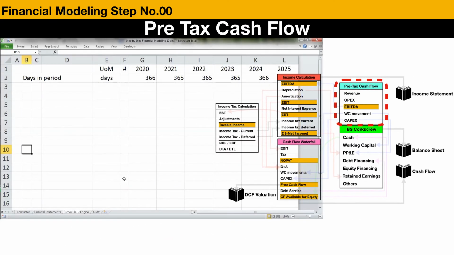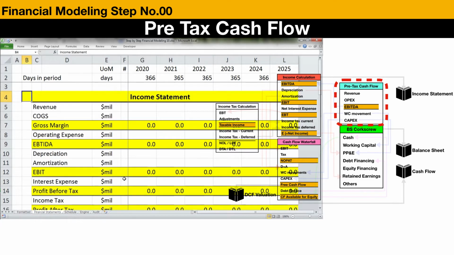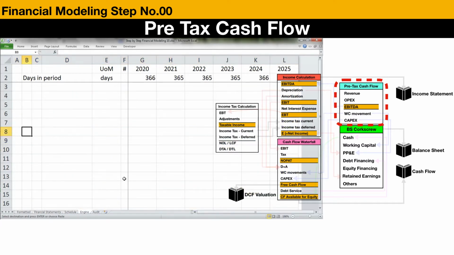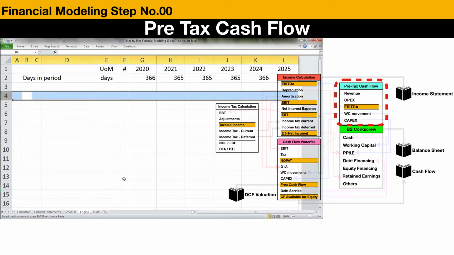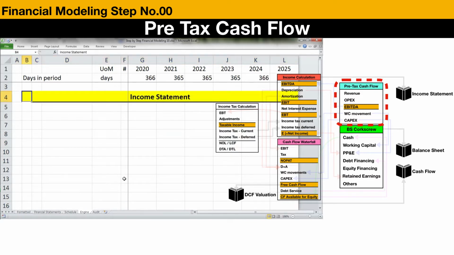The first engine is pre-tax cash flow. It receives revenue, OPEX, working capital, and capital expenditure numbers from the respective schedules. Then it feeds such information to other engines except income tax calculation. It starts with revenues. Separate rows can be made for different products, different customers, different markets, or different contracts, as the case may be.